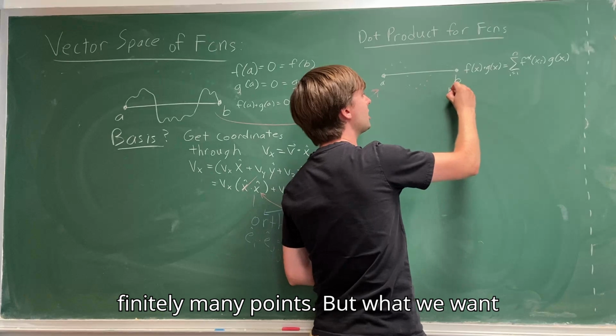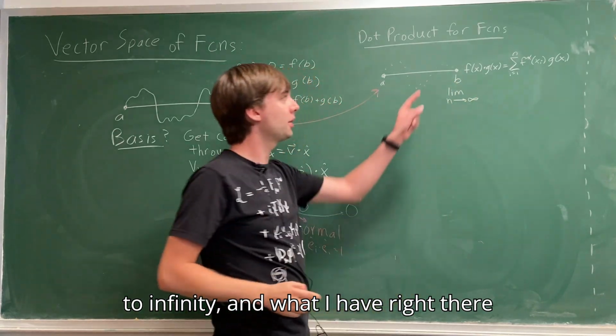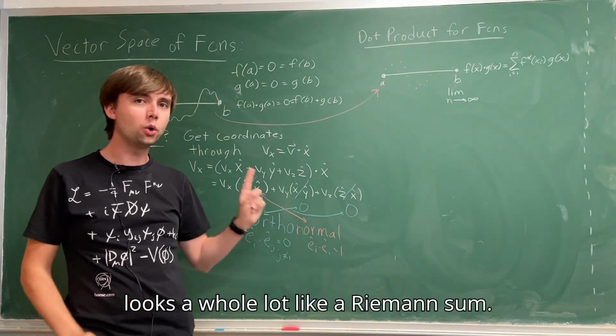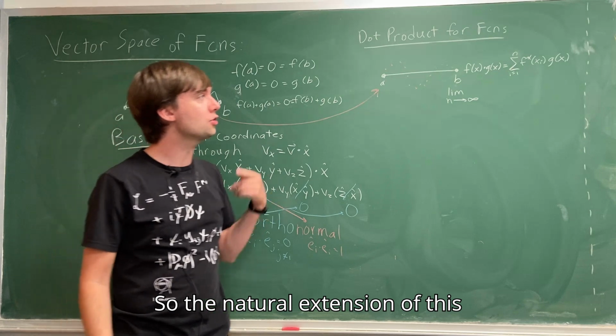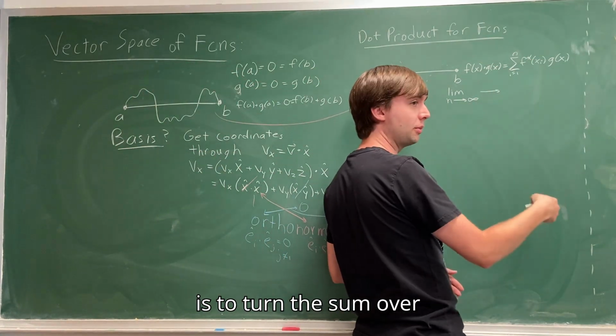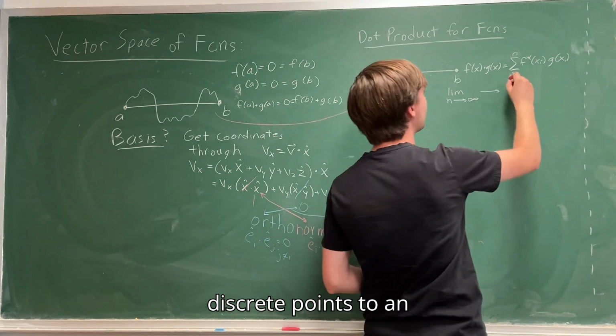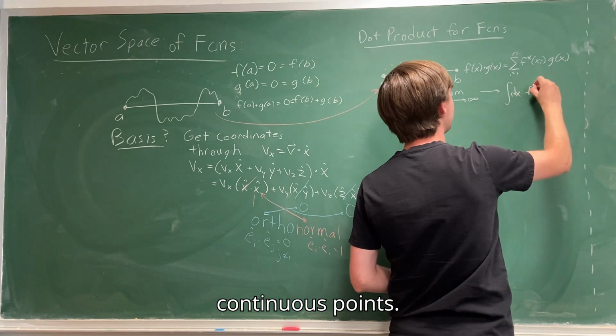But what we want is to take the limit as n goes to infinity, and what I have right there looks a whole lot like a Riemann sum. So the natural extension of this is to turn the sum over discrete points to an integral over continuous points.